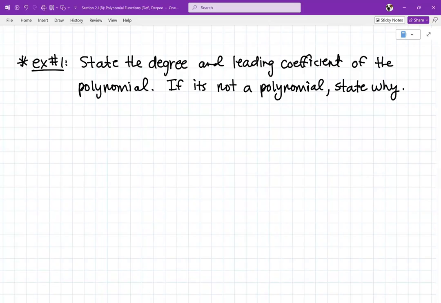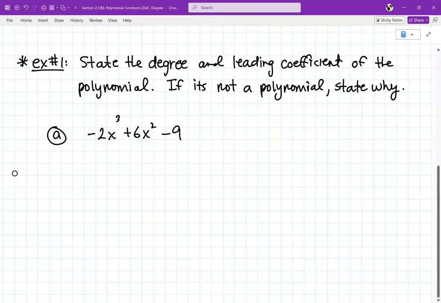If it's not a polynomial, we're going to tell them, well, I can't state it because it's not one. Why? Well, the power is a fraction, or the power is negative, right? The variable is in the denominator. That can't happen, because if a variable is in the denominator, that means the power is negative. Okay? So here we go. Part A. Let's do negative 2x to the third plus 6x squared minus 9.